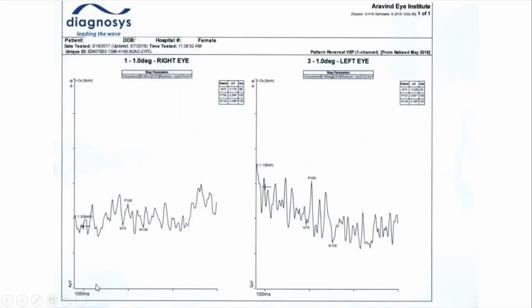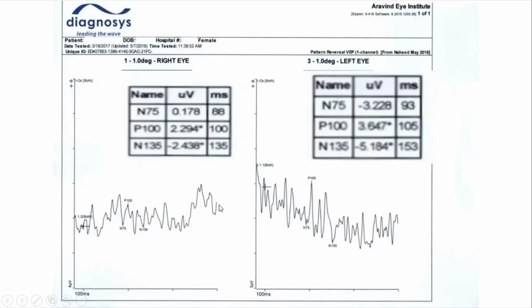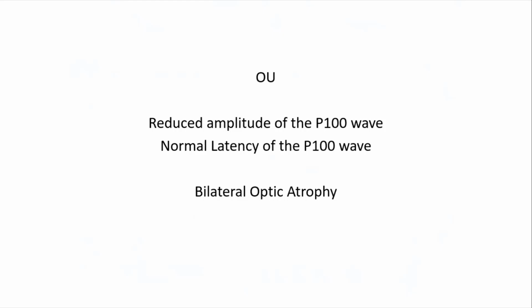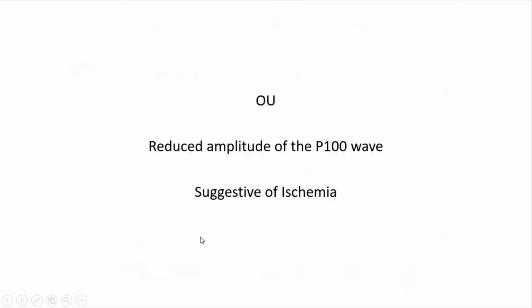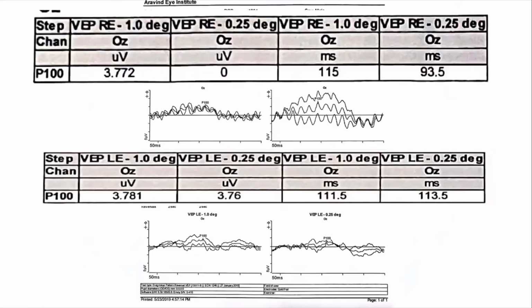So in this case, you can see the disease morphology itself. So the amplitude is highly reduced in both the eyes, but latency, you see, is 100 milliseconds. So where you can see this is in eye disorder, say in ischemic insult. Okay, the latency will be normal and the amplitude will be reduced. So in case of bilateral optic atrophy, in this case, latency is normal in both the eyes. Again, amplitude is reduced in both the eyes. It's a case of ischemic optic atrophy.